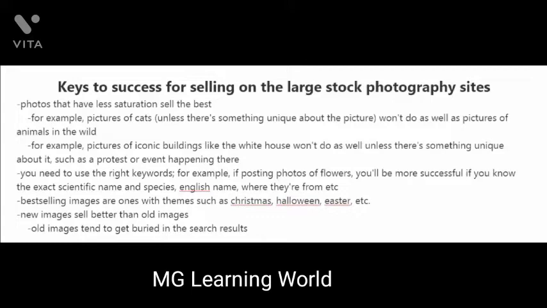For example, pictures of cats, unless there's something unique about the picture, won't do as well as pictures of animals in the wild. Another example is pictures of iconic buildings such as the White House. These types of pictures won't do as well because there's already a lot of pictures of the White House out there. Now, however, if there's something unique such as an event or a protest happening around there and you capture that on photo, then that picture will do a lot better.